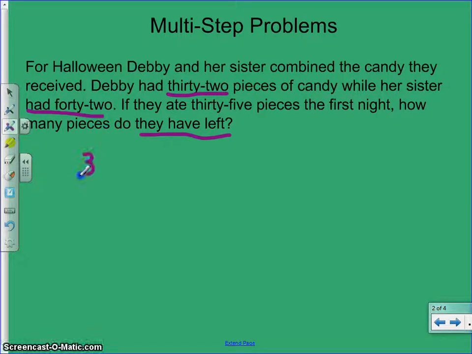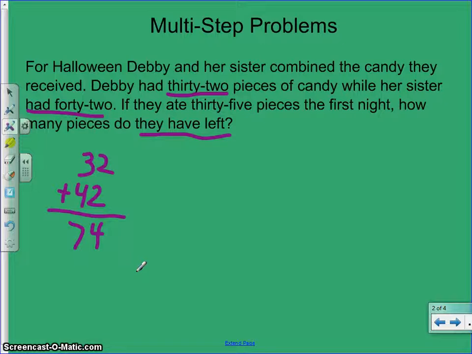So I need to do 32 plus 42 to see how much they have all together. 2 plus 2, that's going to give me 4. 30 plus 40 gives me 70. So they have 74 pieces of candy all together.